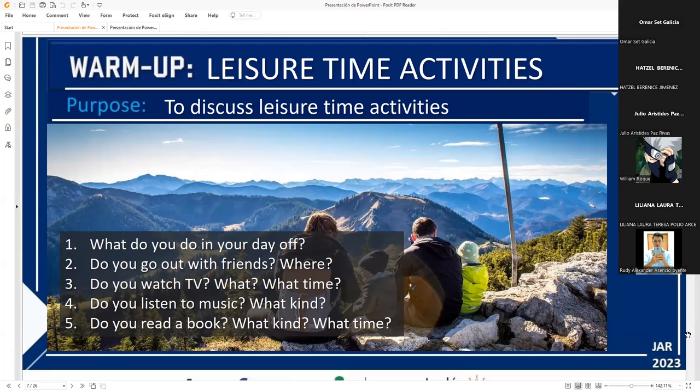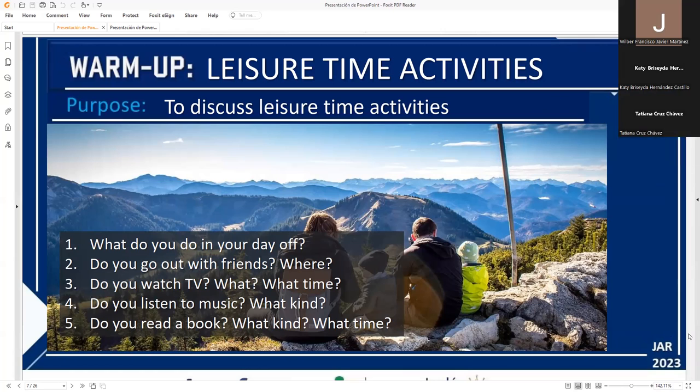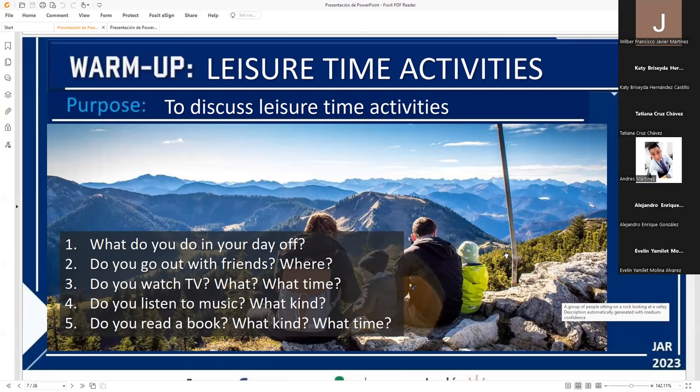Julito is working. Wilbur, do you read a book when you are not working? Yes, teacher. I read books in this moment. I'm reading El Monje que Vendió Su Ferrari. Ah, okay. Imagine, the monk had a Ferrari. Okay, very good. That's nice.